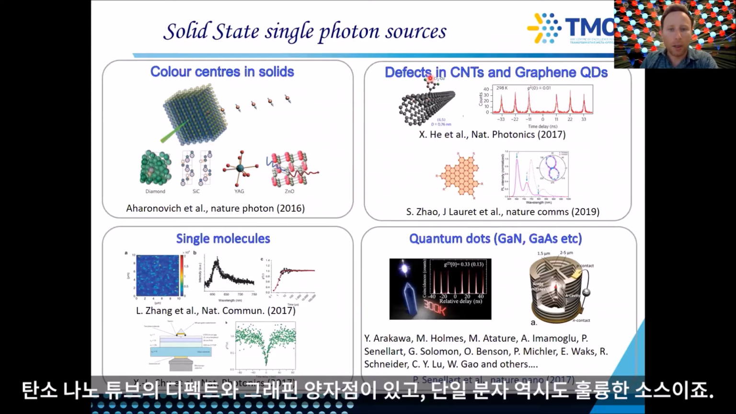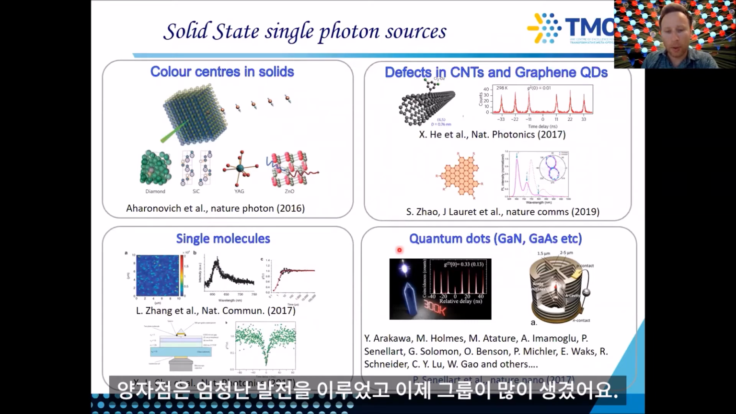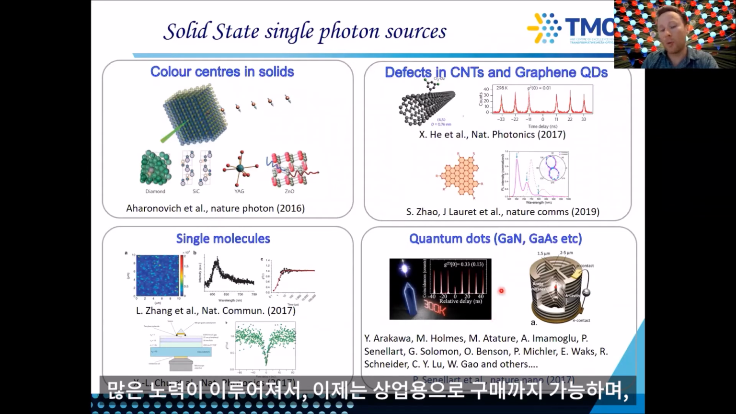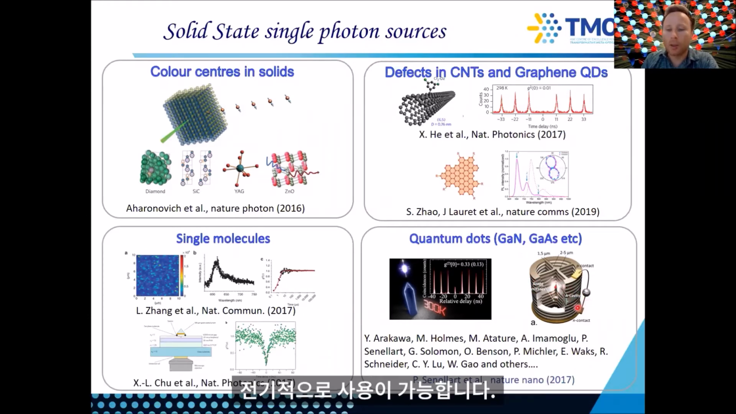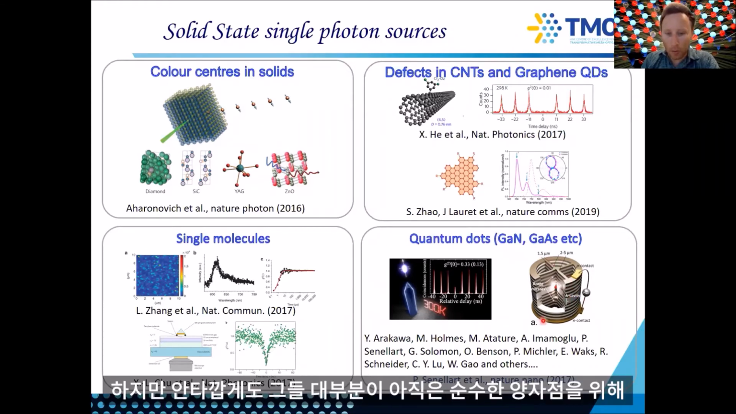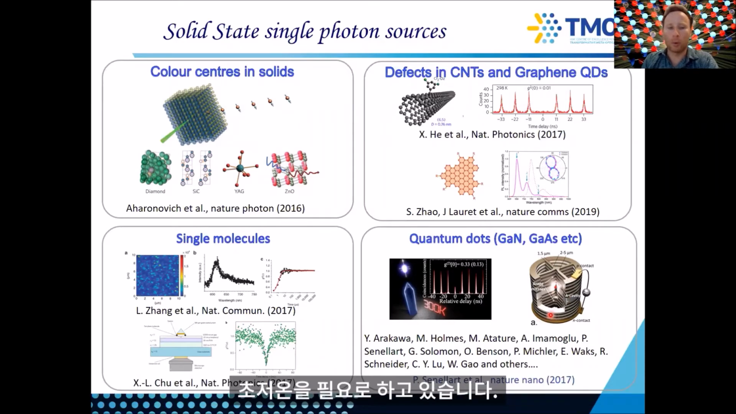Fast forward into 2020, and we now have a vast library of single photon sources, starting with defects in carbon nanotubes and graphene quantum dots. Of course, single molecules are excellent sources. And quantum dots have had a massive advance, with quite a few groups putting in a lot of effort. In fact, you can now even purchase commercially an integrated single photon source based on quantum dots that is put in a Bragg cavity and is electrically triggered. So the technology matured quite a bit. Unfortunately, most of them still require cryogenic temperatures for the pure quantum dots.